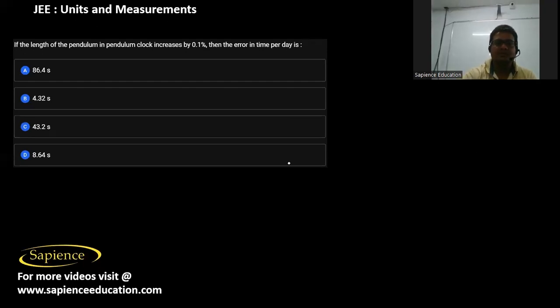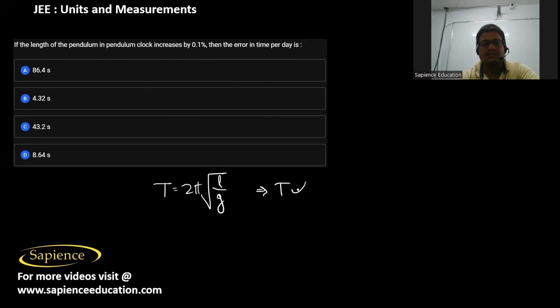So here it is told that if the length of the pendulum in a pendulum clock increases by 0.1%, then the error in time per day is. So as you know, T equals 2 pi root over L by g. So it means that T is proportional to root L.